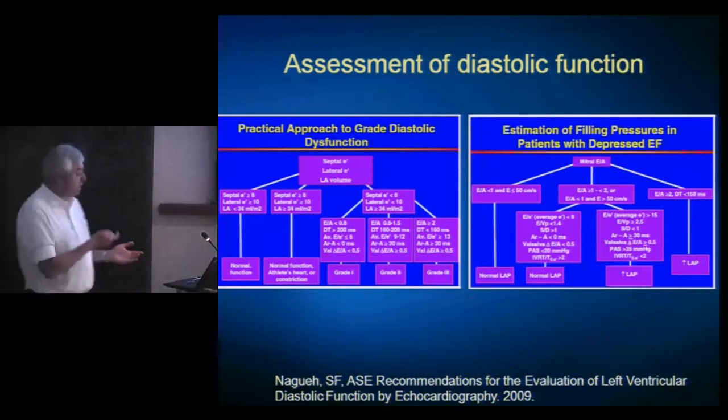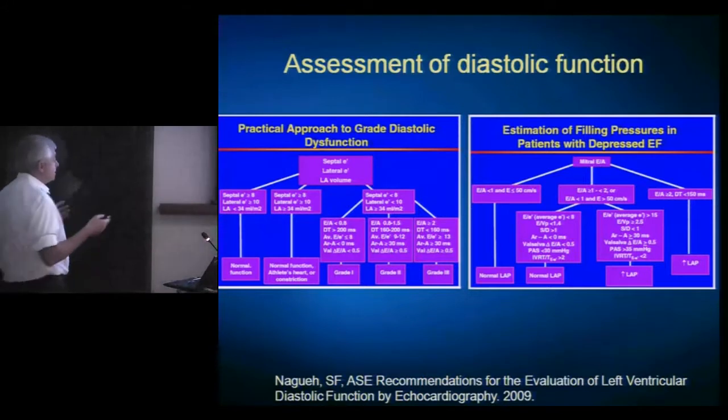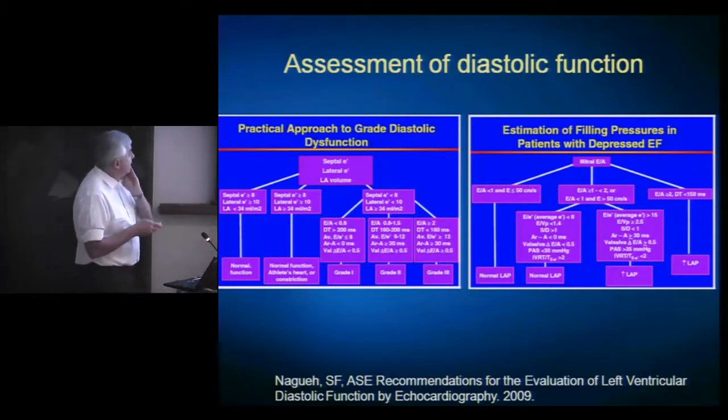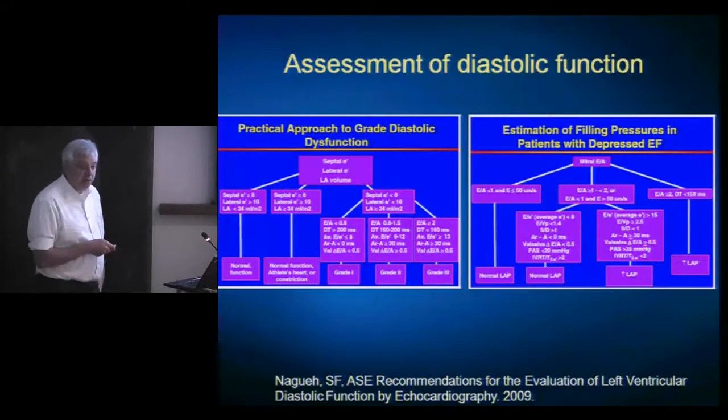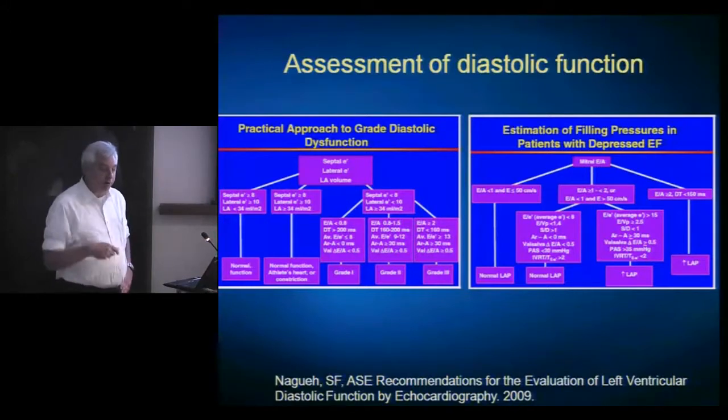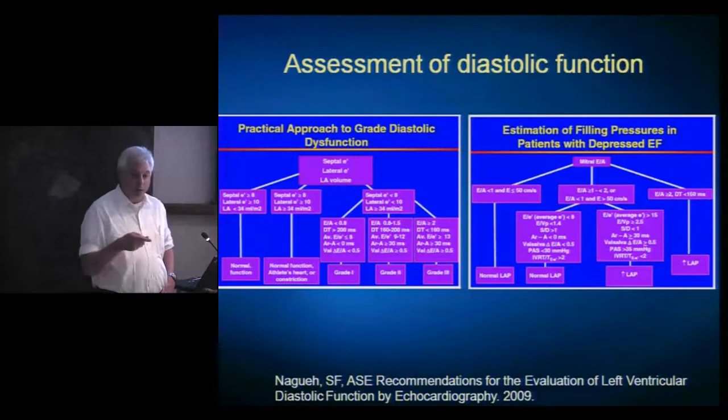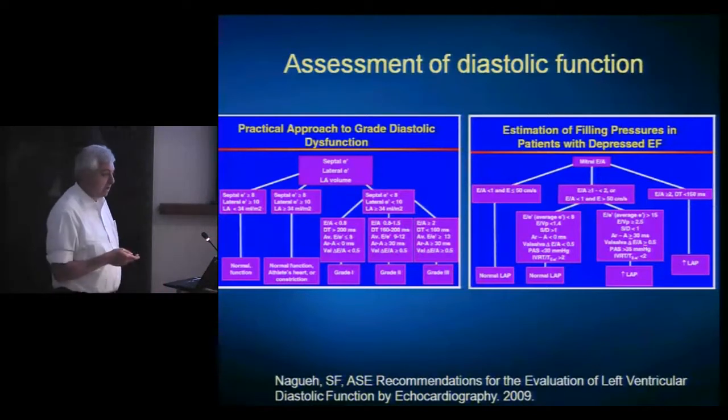In fact, in the guidelines of the American Heart Association and the American Society of Echo, it's become, as I said to you in the first lecture, central in the paradigm of how you grade diastolic dysfunction by the septal and lateral E prime wave, and how you look at filling pressures with the E over E prime ratio. And I'm not going to spend a lot of time because we did that in the first session 2 days ago.